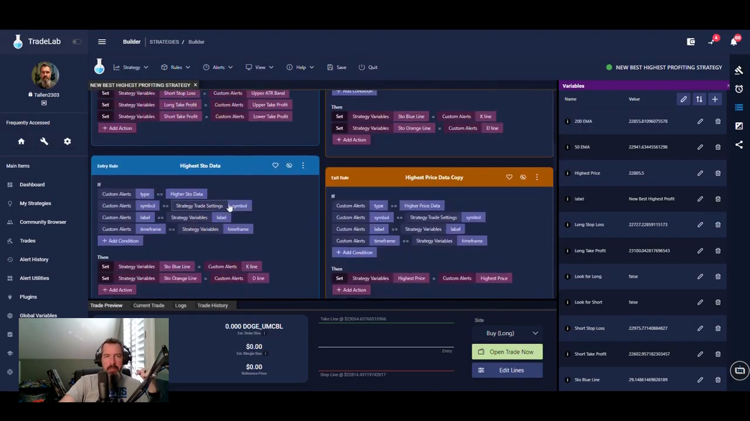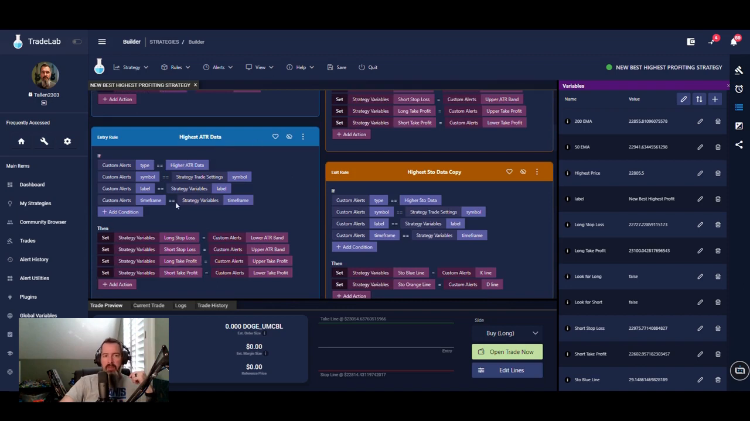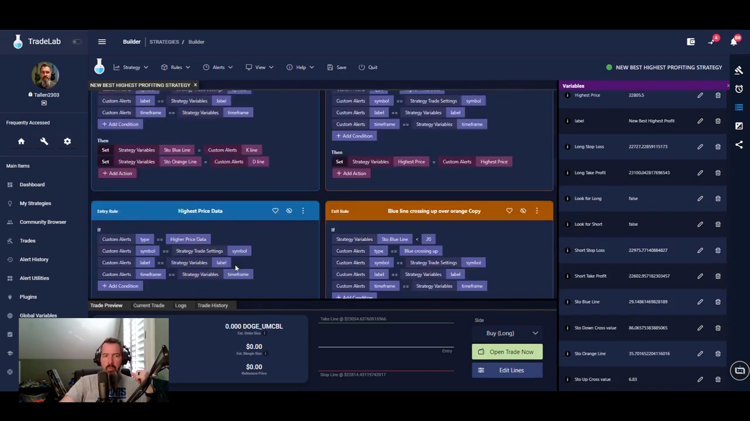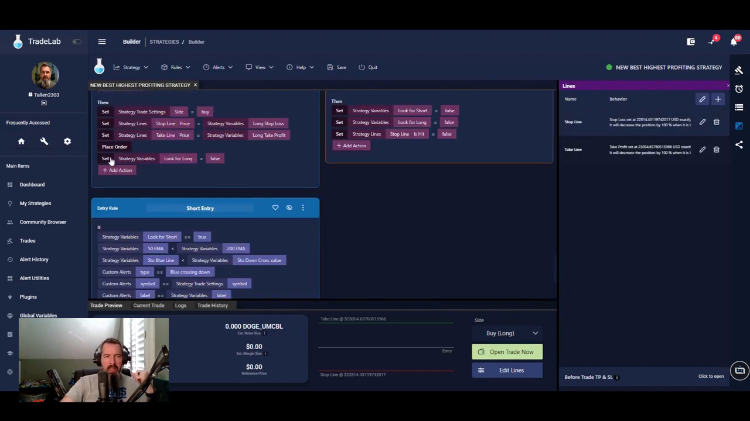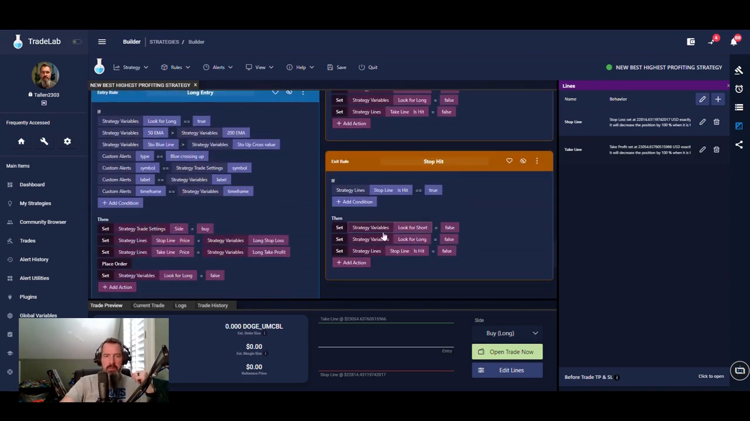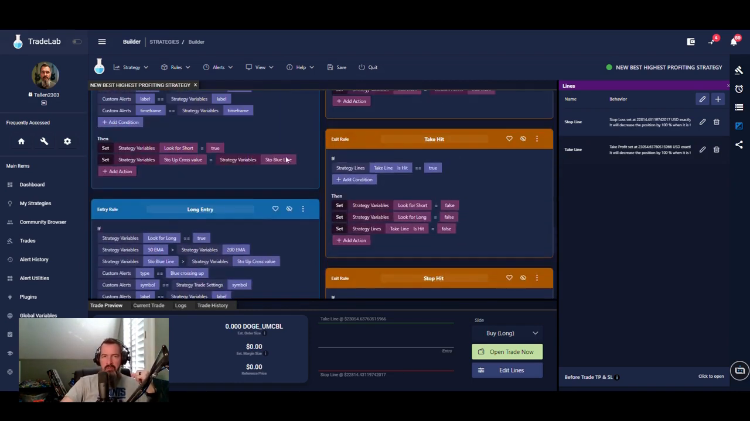The way we have those coming in is our data alerts. We got the 50, the 200. Here is our data from that ATR indicator. So we have variables for the long stop, the short stop, the long take profit, and the short take profit. Those are all coming in here and constantly being updated. And then when we get the trade signal, our entry rule is pulling the data from here, setting it to our stop line and our take line, and then waiting for the take profit to be hit or the stop to be hit. And I made these exit rules just to reset those looking for long, looking for short variables.